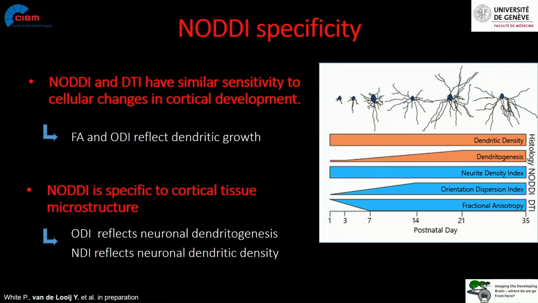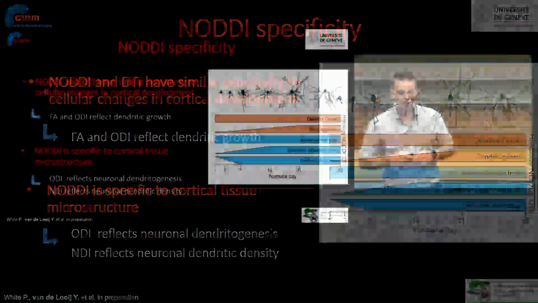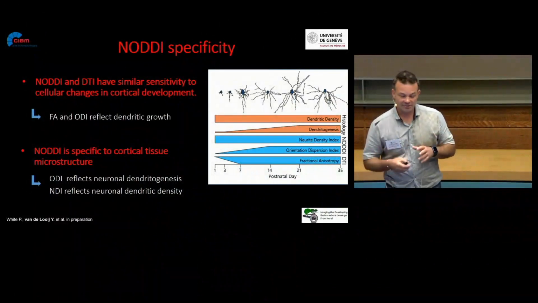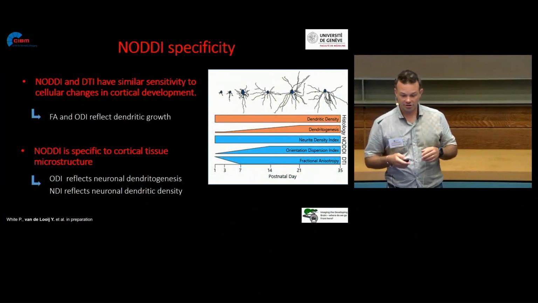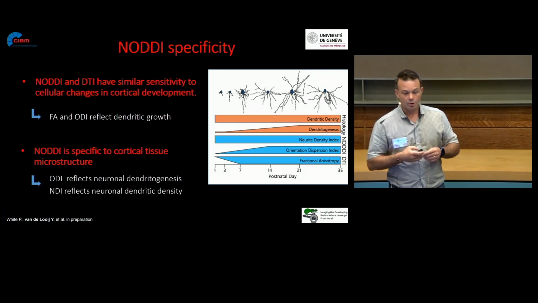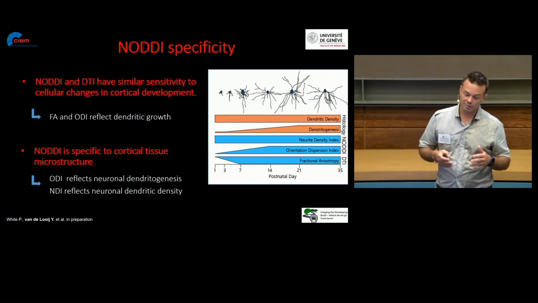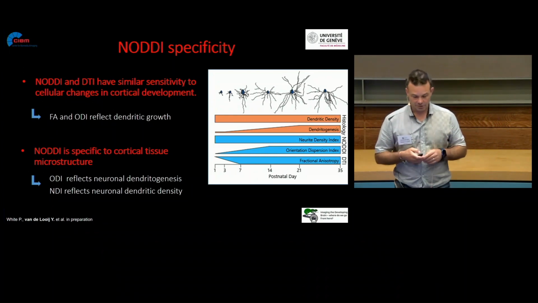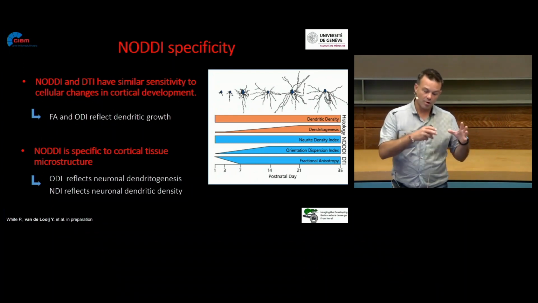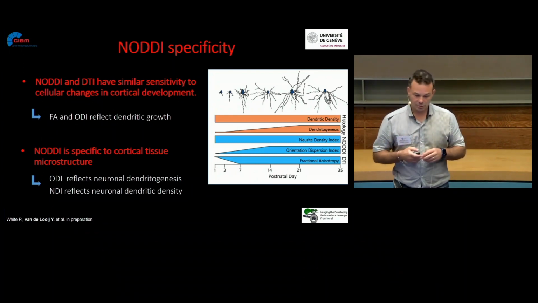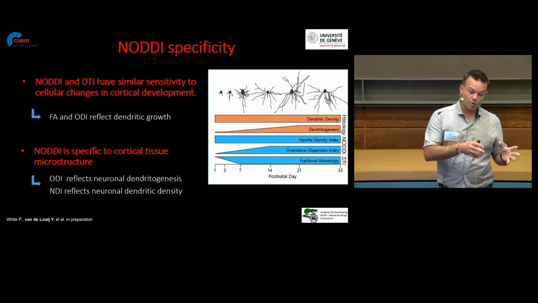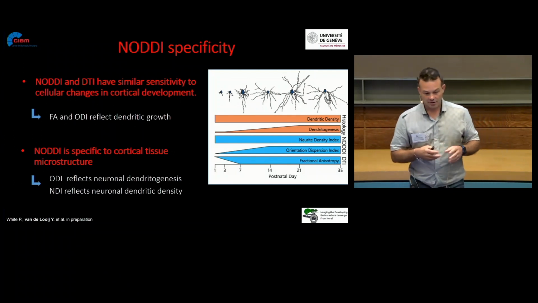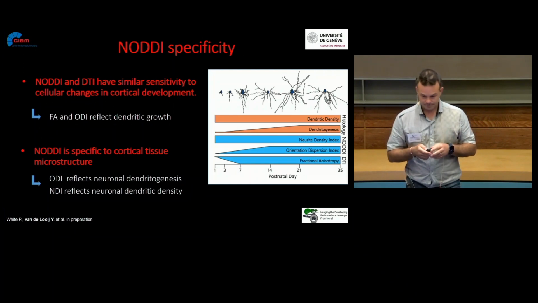So about the specificity of NODI, we can say that NODI and DTI have similar sensitivity to the cellular changes in the cortical development, with fractional anisotropy and orientation dispersion index reflecting the dendritic growth. But we have a better specificity of NODI to the cortical tissue microstructure, with ODI reflecting the neuronal dendritogenesis and the neurite density index reflecting the neuronal dendritic density.